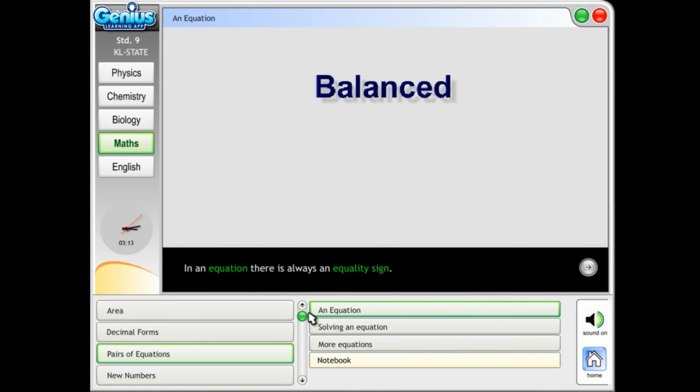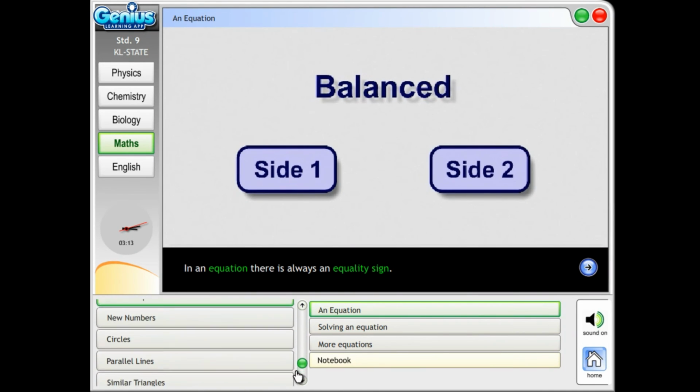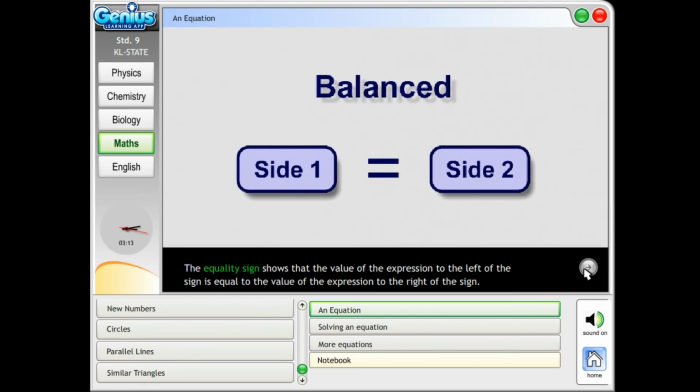What is an equation? In an equation, there is always an equality sign. The equality sign shows that the value of the expression to the left of the sign is equal to the value of the expression to the right of the sign.